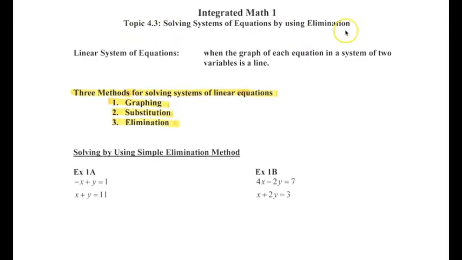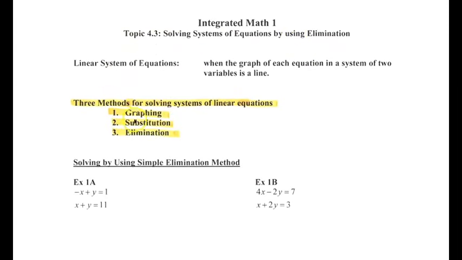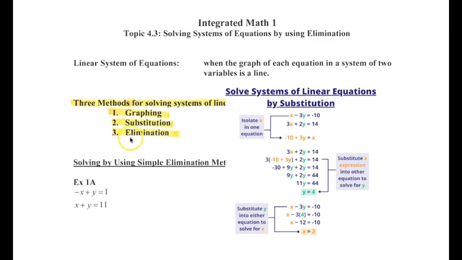Solving systems of equations by using elimination. In earlier videos, we solved by graphing, and we did it by substitution. Now we're going to do my favorite way, which is elimination.